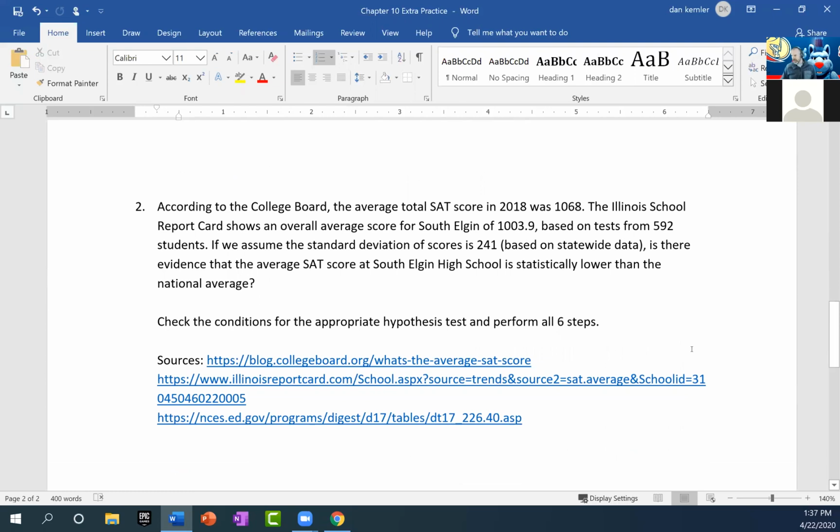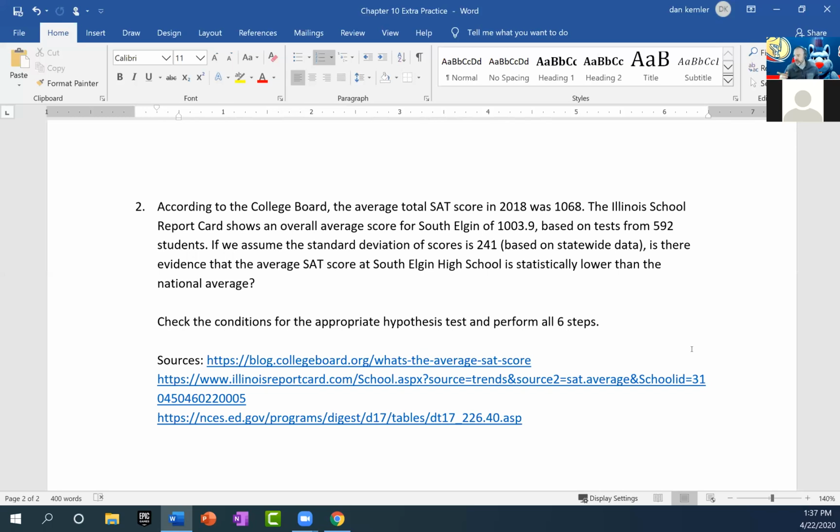This one should be a little bit easier, hopefully. I was looking at school data, and I think all of you are young enough where you all would have taken the SAT. Used to be the ACT, but switched to the SAT recently. I looked up the College Board test scores, and the overall average SAT score was 1,068. And then I just picked the local high school, South Elgin High School. Their average was a little lower than that, 1,003.9. That was based on 592 students.